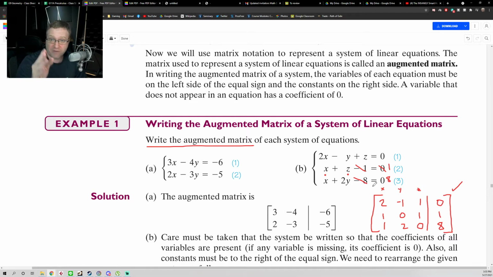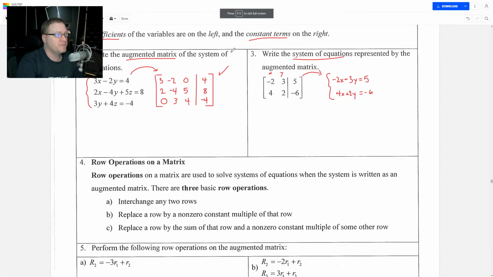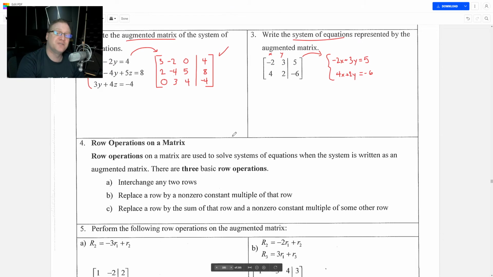So be careful. Tonight in your homework, you're going to have problems like this, and you need to make sure that you get all of the constants on one side first and all the variables and their coefficients on another side, and then you can make the augmented matrix, all right? Okay, so let's go back to our notebook here, and we're going to talk about the more difficult part, all right? This is a little bit tricky, so please pay attention, all right?